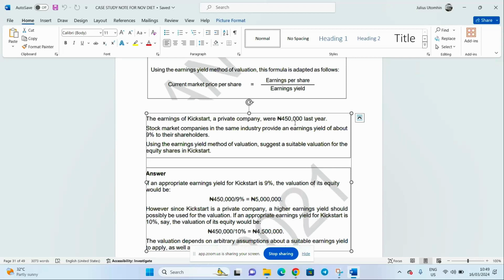In order to check whether you are right, just say 5 million naira times 9%. It will automatically give you 450. However, since Kickstarter is a private company, a higher yield should be possible for the valuation. If an appropriate earning yield for Kickstarter is 10%, the valuation of the equity would be 450,000 naira divided by 10%. They are telling you that if what they multiply something by 10% to get 450, what you need to do is divide 450 by any percentage they multiply it with. That's what that one is speaking to.